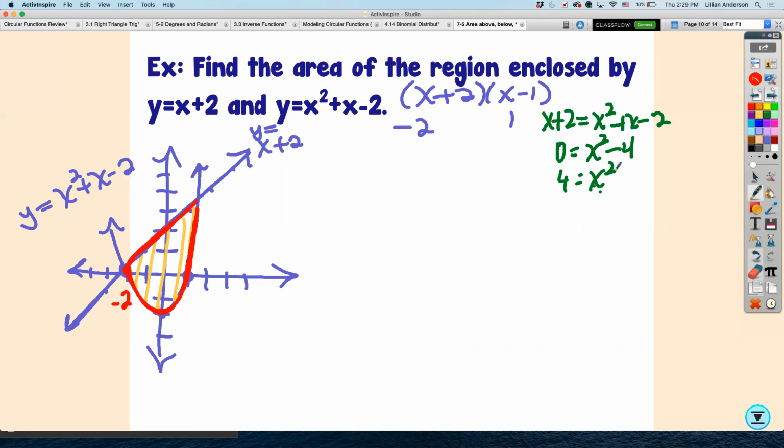What is the other x intercept? 2. Or the other intersection point? It's +2, because it'll be plus or minus. Doesn't matter, I just need the x value.